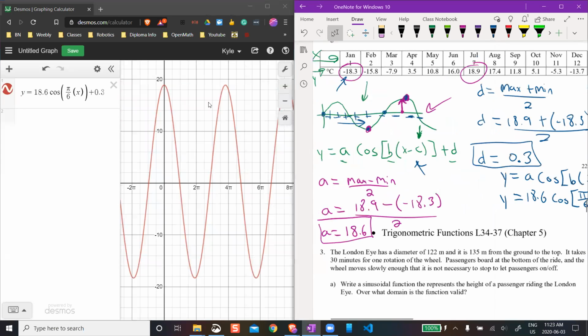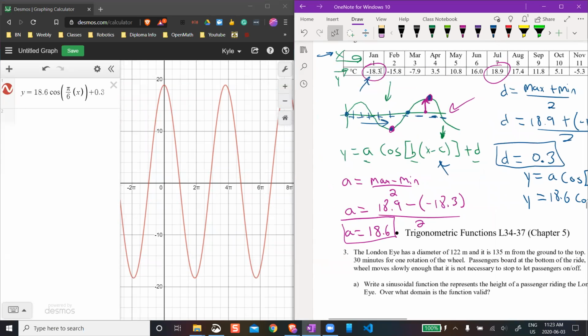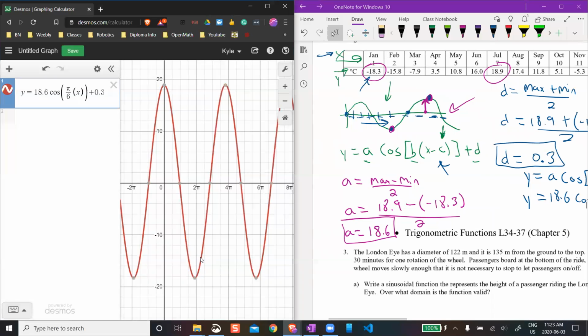Now, if I look back at my data, January, when x was 1, says that y should be 18.3. If I go to my graph, I can find the minimum there, negative 18.3. We accounted for that with our A value. We figured our A and our D value for our minimums. But what's wrong here is the 6. The graph I'm currently looking at says that at month 6, it would be negative 18.3.